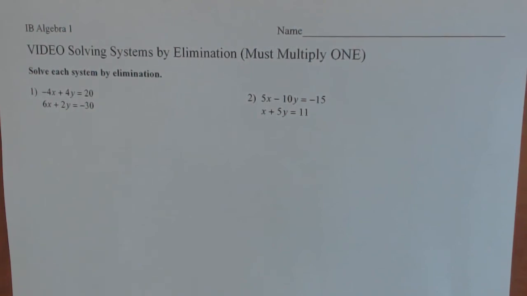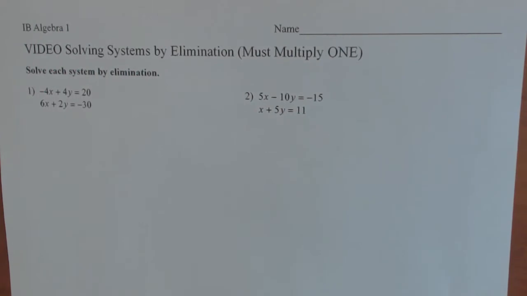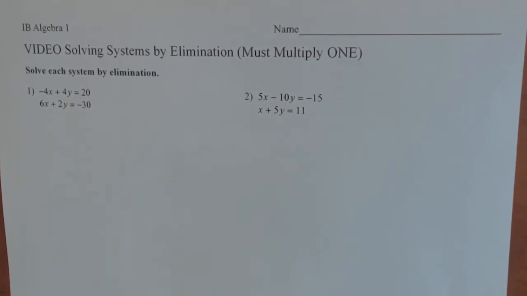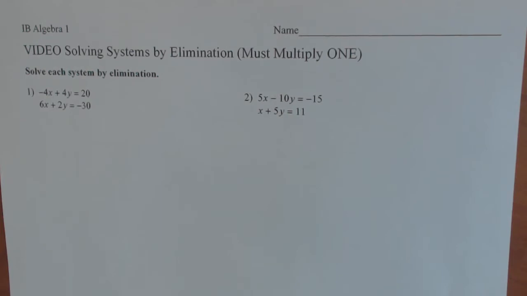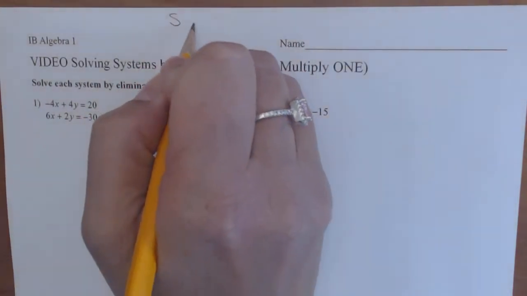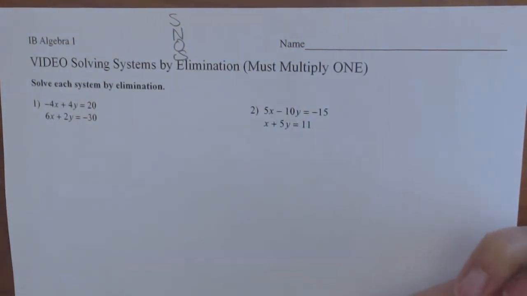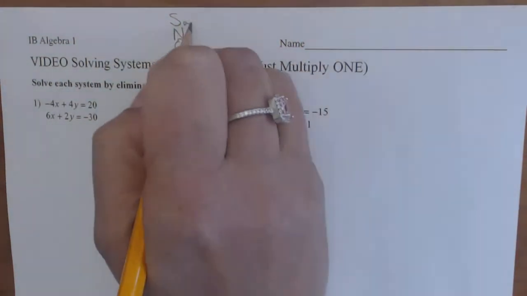Today we will be learning how to solve systems by elimination where we only need to multiply one equation. If you remember, the last time we learned elimination we didn't have to multiply any, we simply added and we were able to eliminate a variable. This one we're going to have to find, again, the same number, opposite signs. So remember, SNOS, same number, opposite signs.